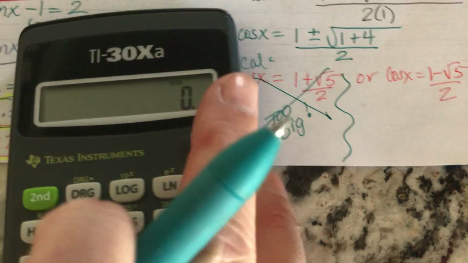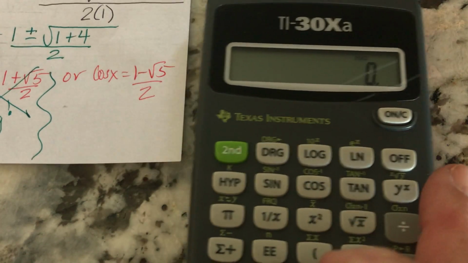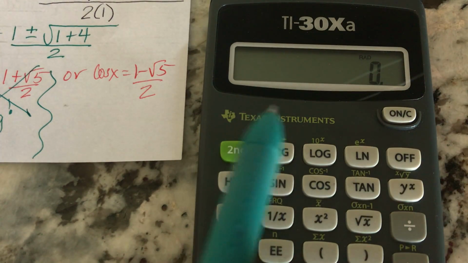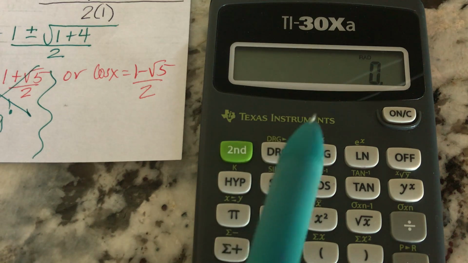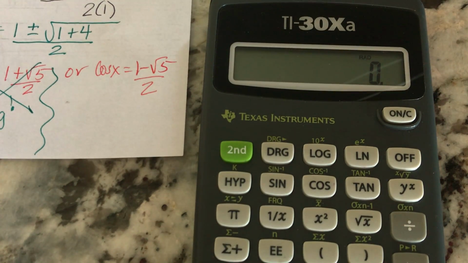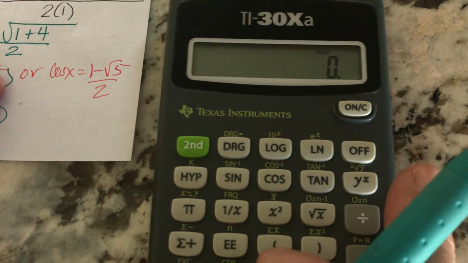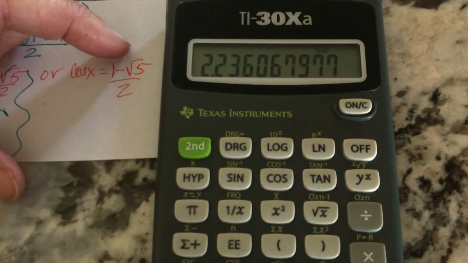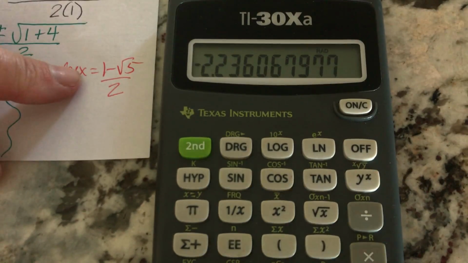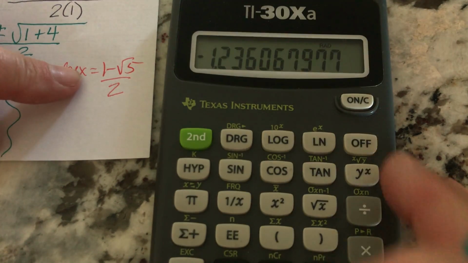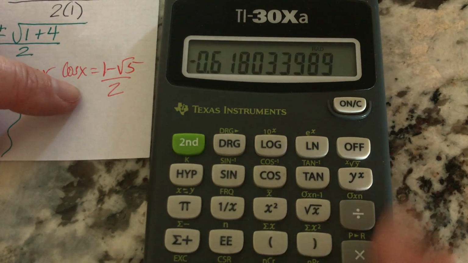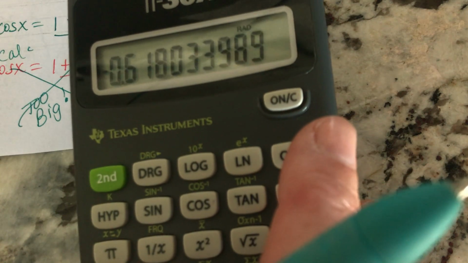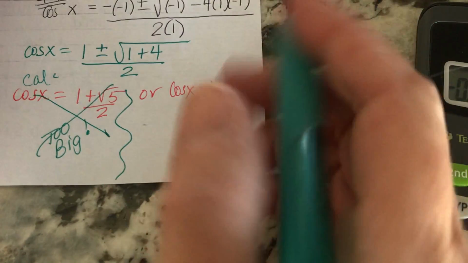Sweet. All right, let's come over here. I should have known that when I put it in and I got 1 point something. I should have recognized that right away. All right, let's check this one. You ready? I'm going to start with the 5. I'm going to hit the square root button. I'm going to make it negative. I'm going to put +1, hit equals, divided by 2. Now this one is less than 1, -0.618.